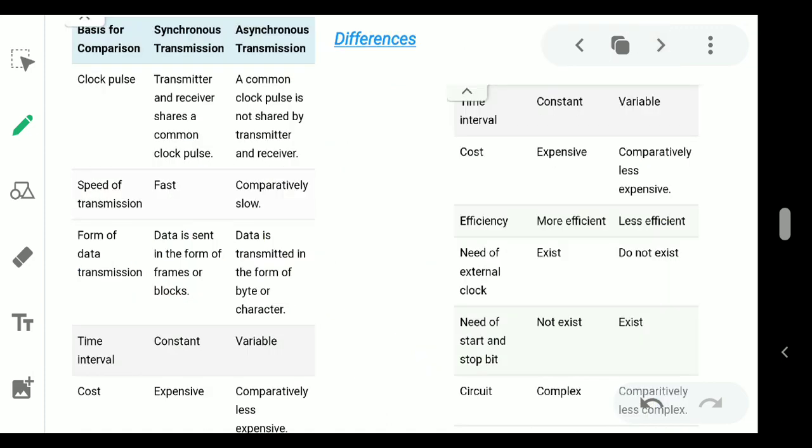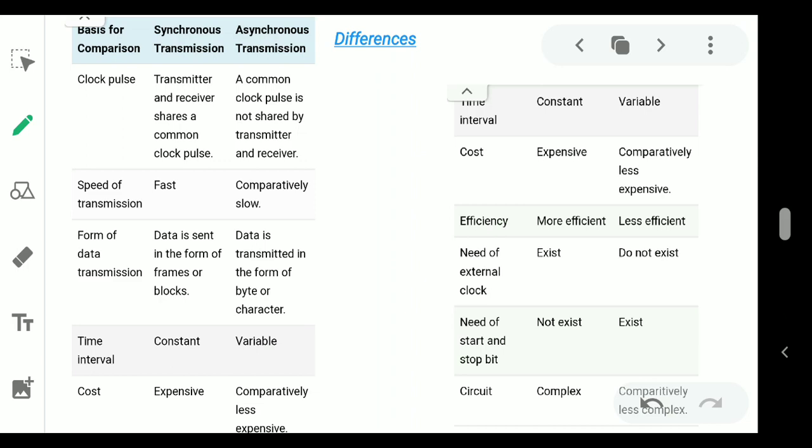Now coming to the differentiation between these two. Clock pulse: in synchronous transmission, the transmitter and receiver share a common clock pulse, but there is no common clock pulse in asynchronous transmission. Speed of transmission in synchronous is fast, and in asynchronous it is comparatively slow. Form of data transmission: data is sent in the form of frames or blocks in synchronous, and in the form of bytes or characters in asynchronous.